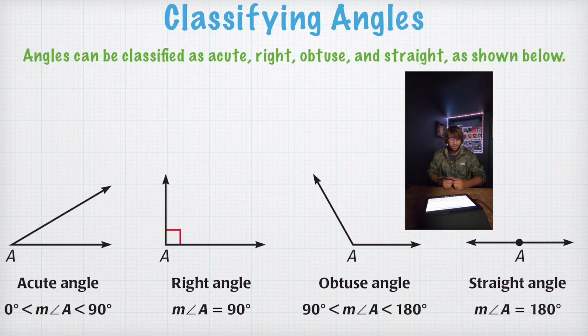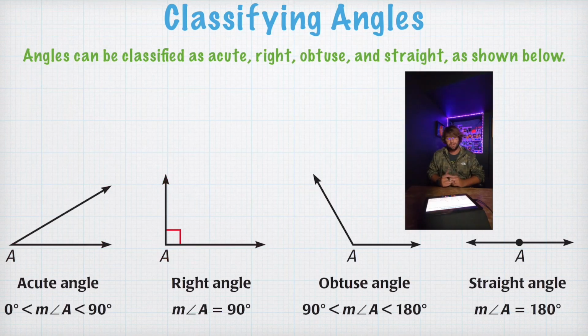Classifying angles. Angles can be classified as acute, right, obtuse, and straight, as shown below. An acute angle measures from 0 to less than 90 degrees. It cannot be 90 degrees. It has to be more than 0 and less than 90. Acute, like tiny little cute things. Right angles can only have one measure, and that is 90 degrees.